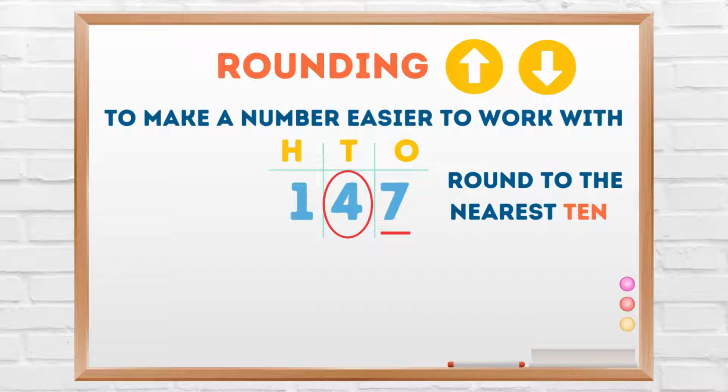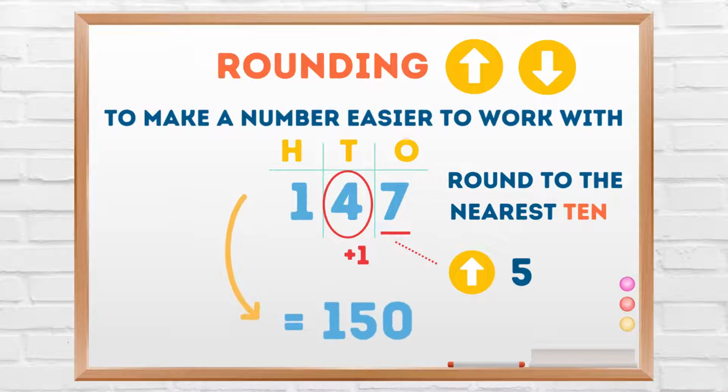If it is less than 5, then we leave the rounding digit unchanged. However, if it is more than 5, we add 1 to the rounding digit. Then all the digits to the right of the rounding digit will become 0. Because 7 is more than 5, we add 1 to the rounding digit. Then the digits to the right of the tens column become 0.